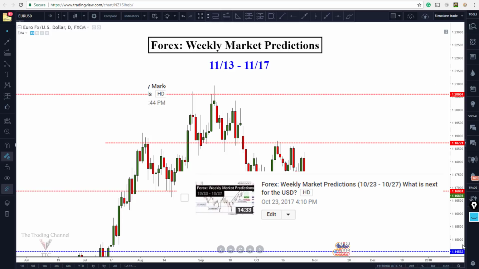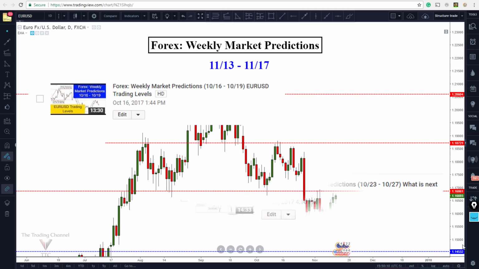Today we're going to be doing detailed analysis on the euro dollar, the Aussie dollar, the pound dollar, the dollar yen, and the dollar Swiss.